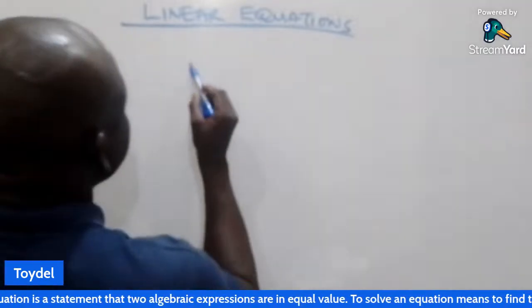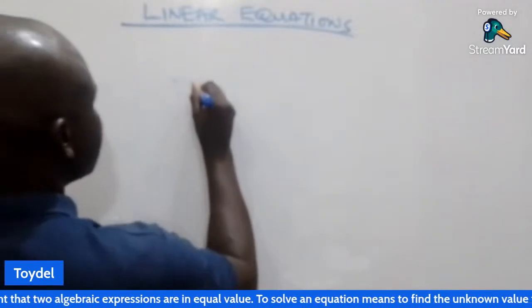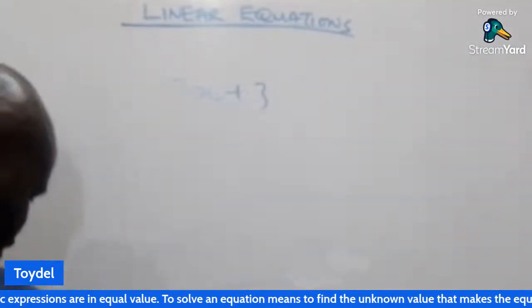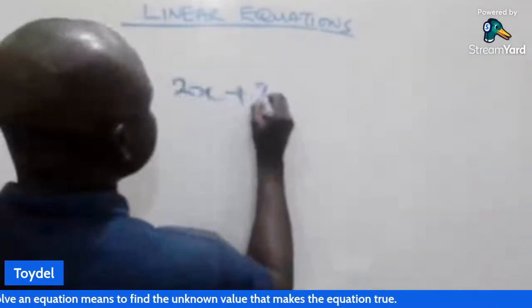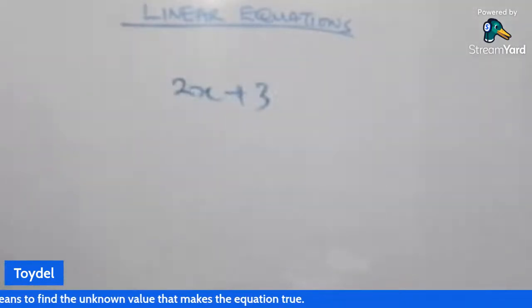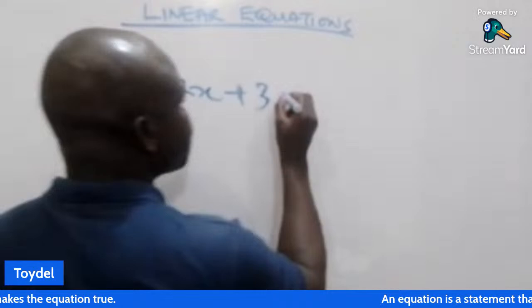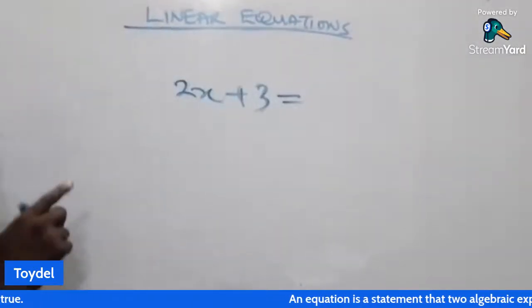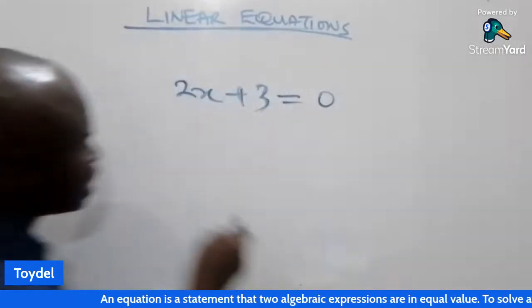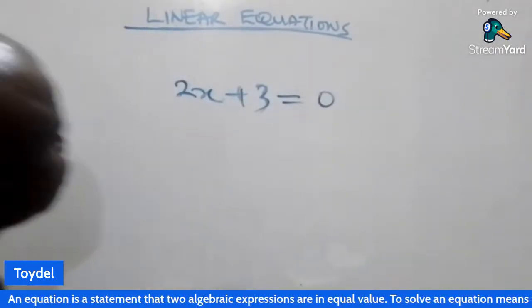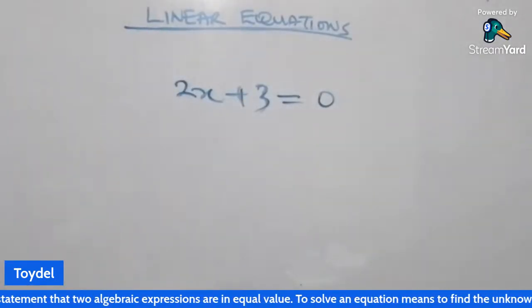For instance, if you have 2x plus 3, this is just an expression. But if there is presence of equality, once you introduce equality, say maybe 0 or any value, it becomes an equation. I hope that is taken.